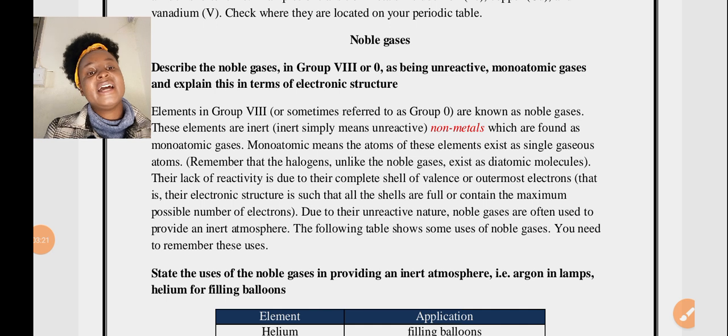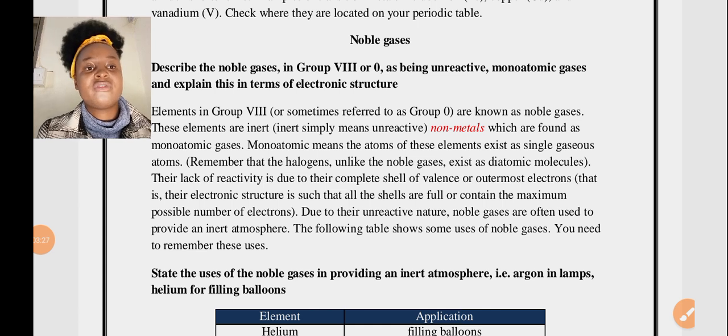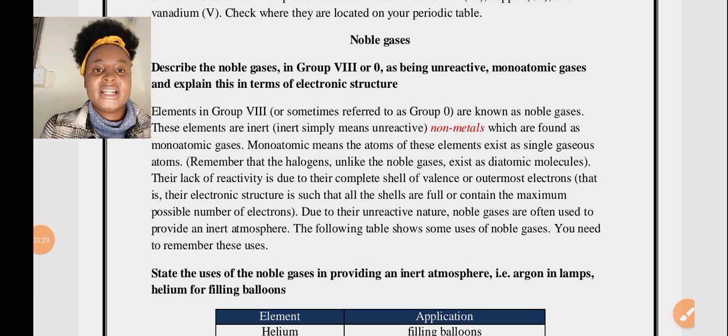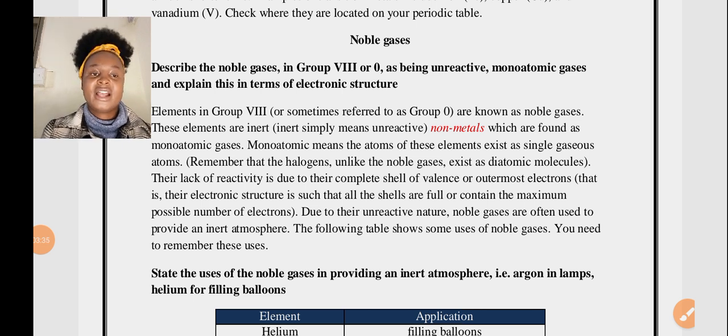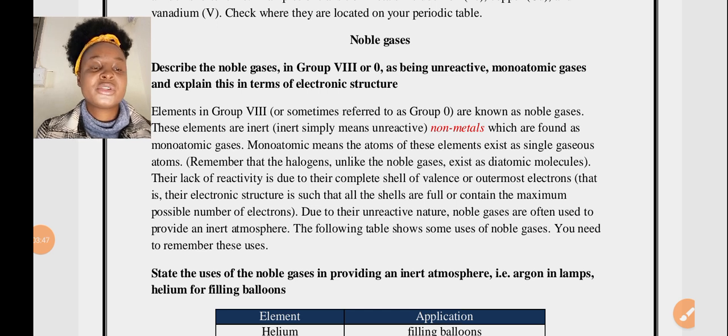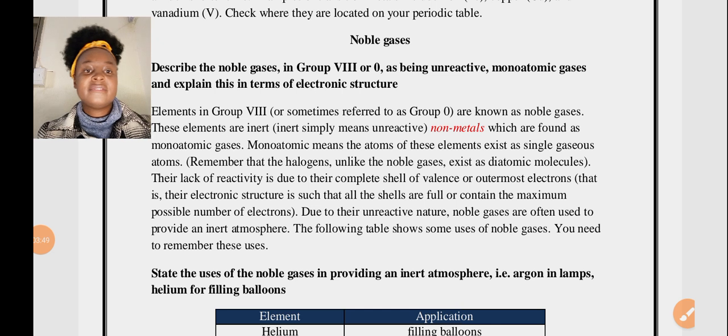And their lack of reactivity, the reason why they don't react is because they have got a complete shell of valence or outermost electrons. Their outermost electrons, they are full, all of them. So due to their unreactive nature, noble gases are often used to provide an inert atmosphere, right? So the following table shows uses of different noble gases. Let's have a look at them.